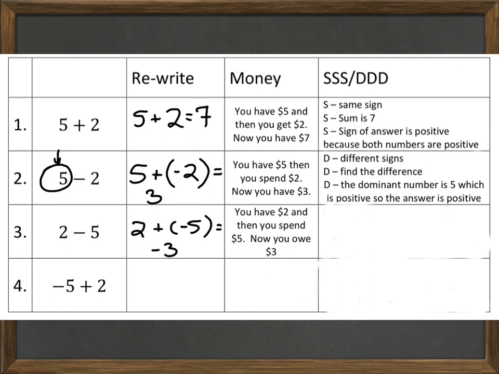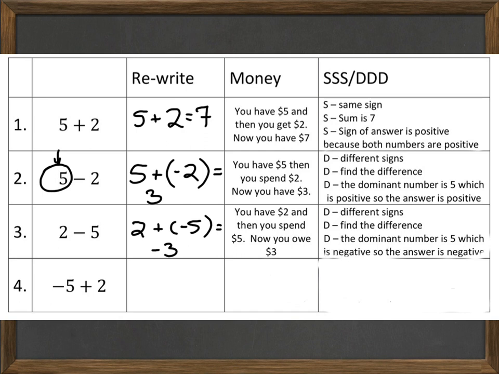We owe somebody $3. Okay, so if we think about this in terms of the SSS-DDD method, we can see that they have different signs. So we find the difference, ignoring which one is positive and which one is negative. We know the difference between 5 and 2 is 3. Then we say, okay, well, which one is the dominant term? As you can see, 5 is bigger than 2, and in this case, the 5 is negative. Since the dominant term is negative, therefore the final answer must also be negative.